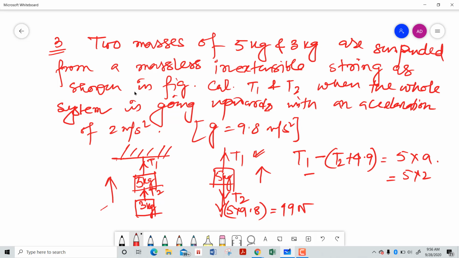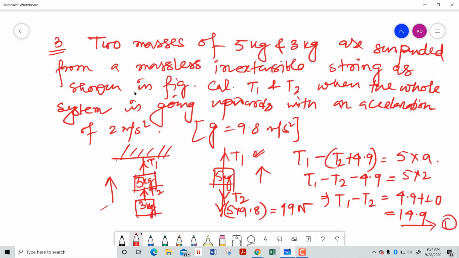In this case, T1 minus T2 minus 4.9. So T1 minus T2 equals 4.9 plus 10, that is 14.9. So we have got that expression.